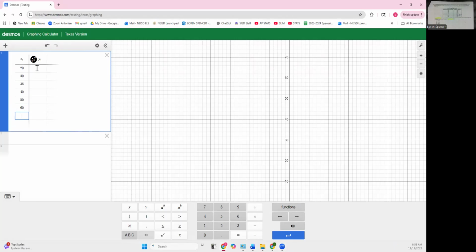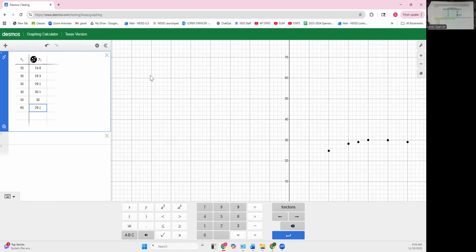Once you have that, you can go ahead and input the Y values, which is the miles per gallon: 24.9, 28.3, 29.1, 30.1, 30. Please make sure you change that 20 to a 30 there, and then 29.1.